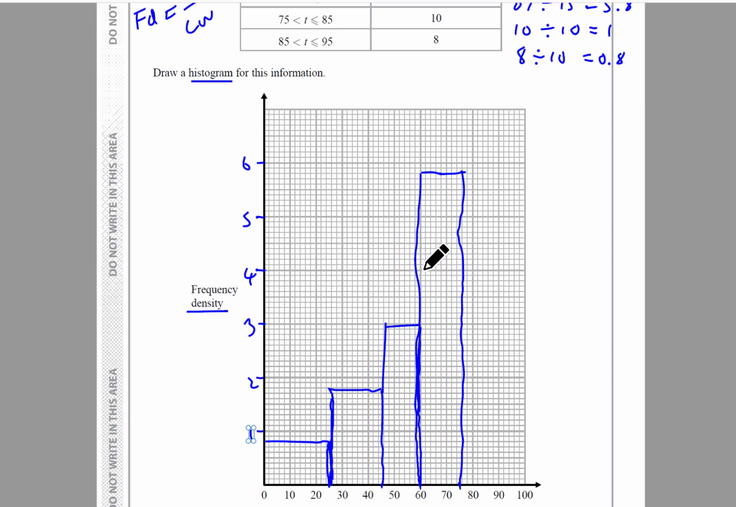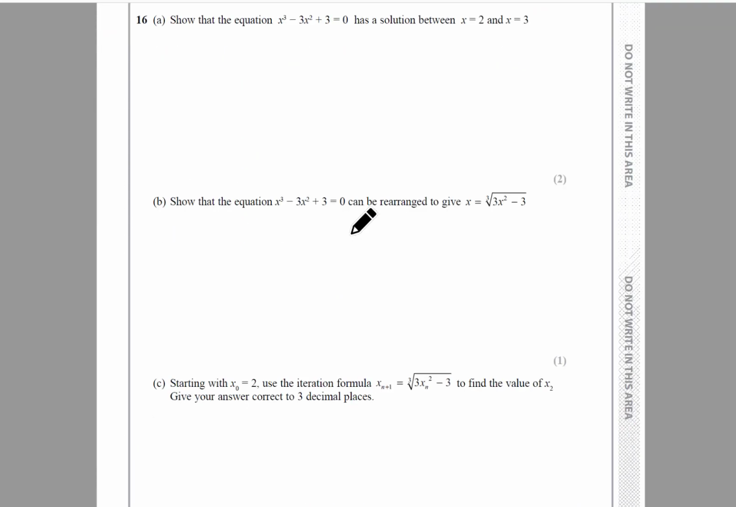And 85 to 95 is 0.8. Oh no, I've missed this one. 75 to 85 is 1. And the last bit, it only goes to 95, it's 0.8, like so. Do use a ruler, but as long as you've got the idea, and that is a nice 3 marks.